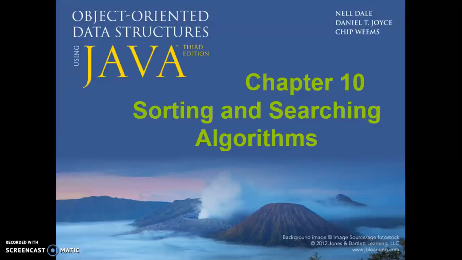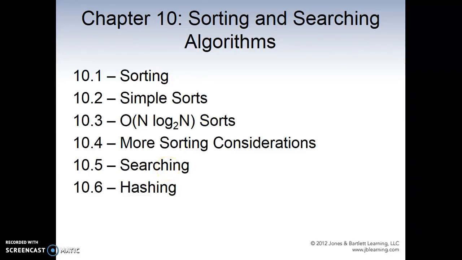Alright, so we talk about Chapter 10 today: sorting and searching algorithms. We're going to look at how to sort and look at the efficiency of each sort type in terms of big O. So we have simple sorts, we have big O of n log n sorts, and then we can look at searching and hashing using a hashing function.